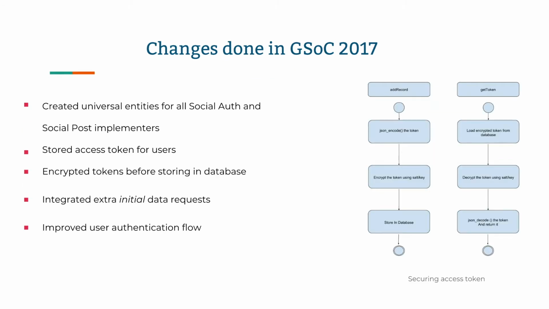And during GSoC 2017, we created the entities that I talked about. These entities allow the social API to store data about the user. You can now get data from, for instance, if my user logs in using Facebook, I can get the friend list and store that into the database directly without writing a single line of code. I can just specify that, and I have that data if I want to use it later.